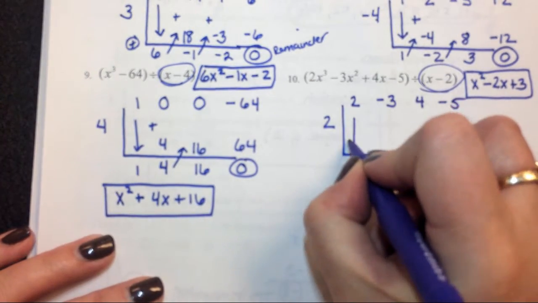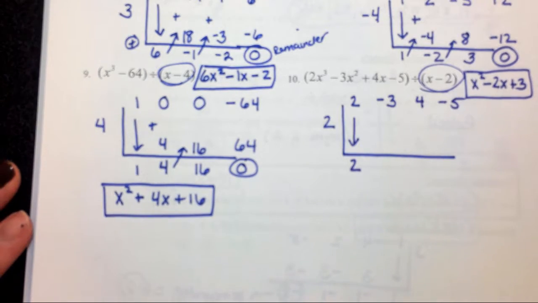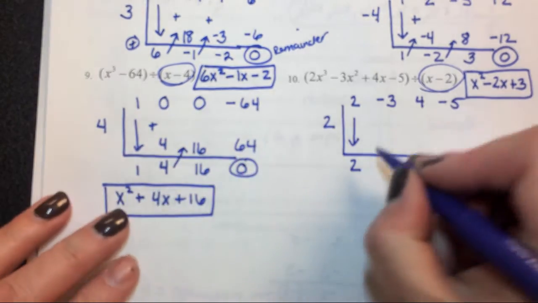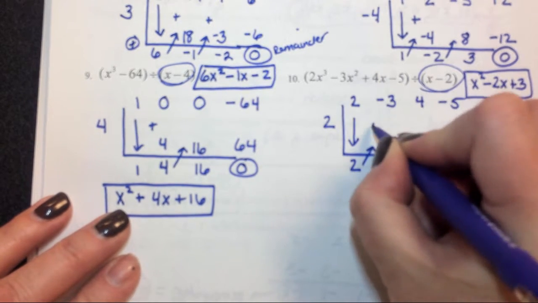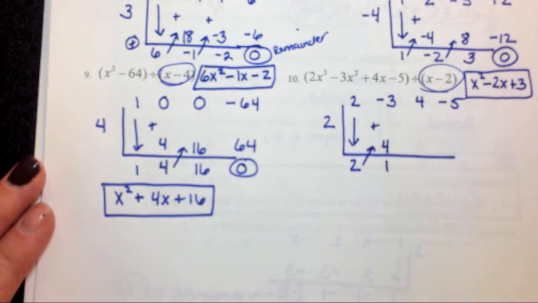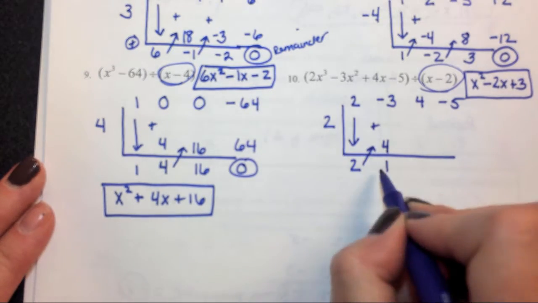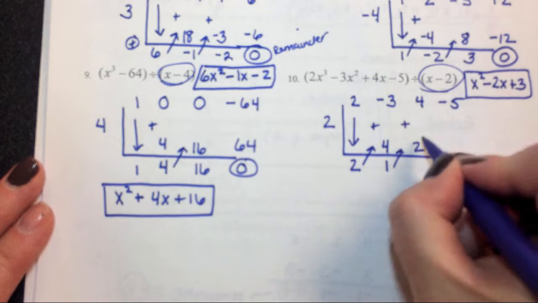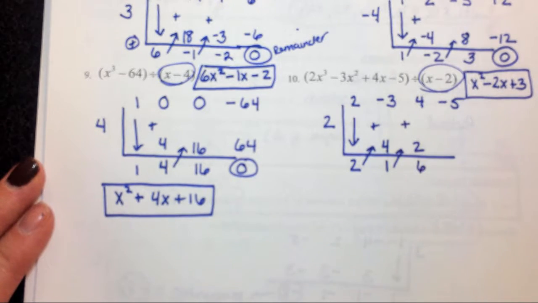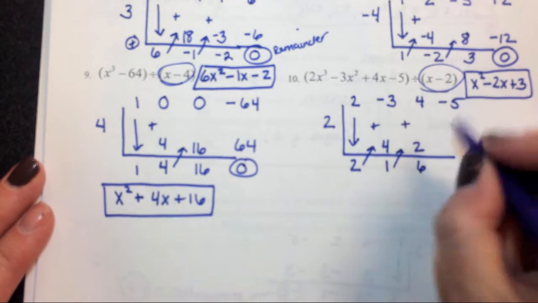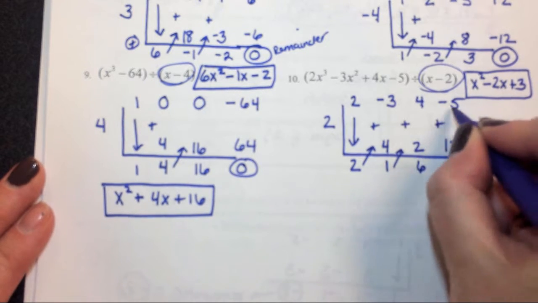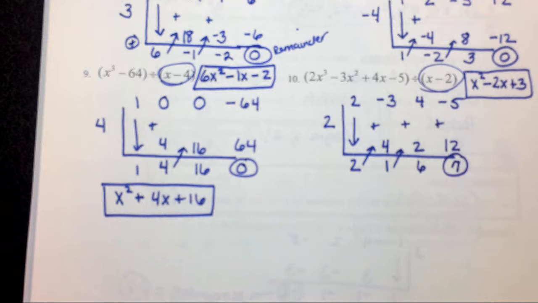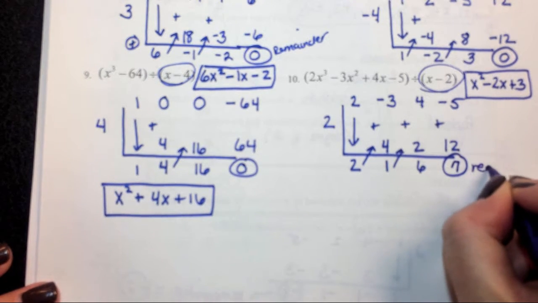Again, I bring down the very first coefficients. I bring down the 2. Multiply on the outside. So 2 times 2 is a 4. So negative 3 plus 4 is a 1. Multiply on the outside. 2 times 1 is a 2. Add on the inside. 4 plus 2 is a 6. 2 times 6 is a 12. And negative 5 plus 12 is a 7. And again, I circle that last number because what is that 7? That 7 is a remainder.